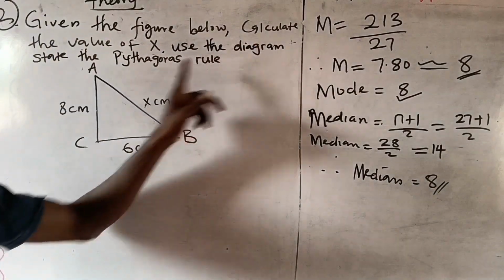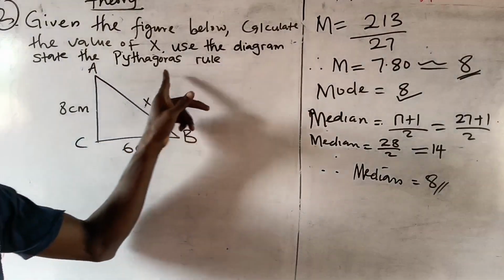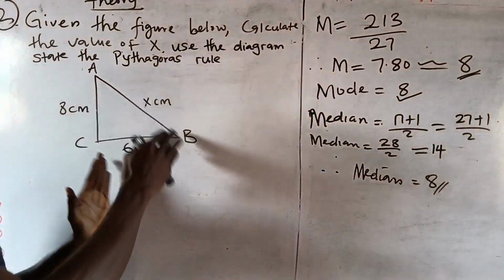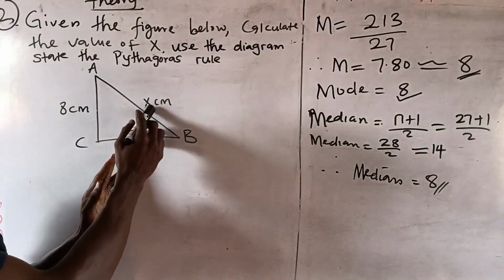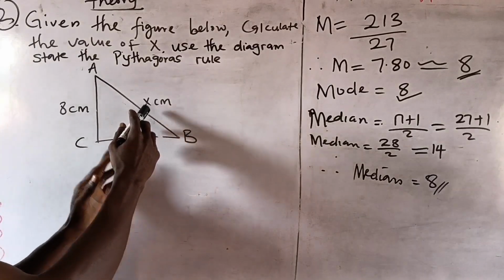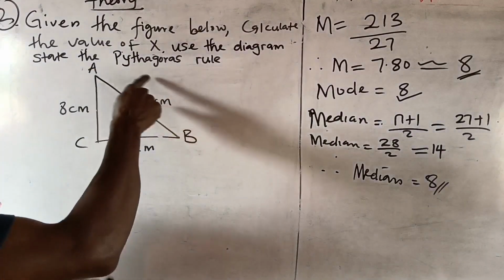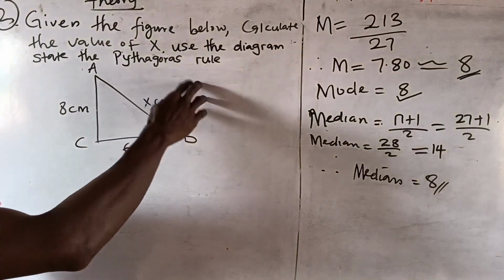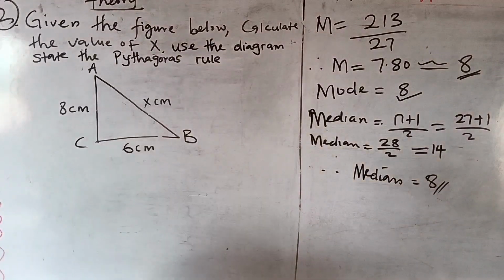Use the diagram, state the Pythagoras rule. This is the diagram, and they want us to find the value of x. And also they want us to state the Pythagoras rule. So I will just state the rules.